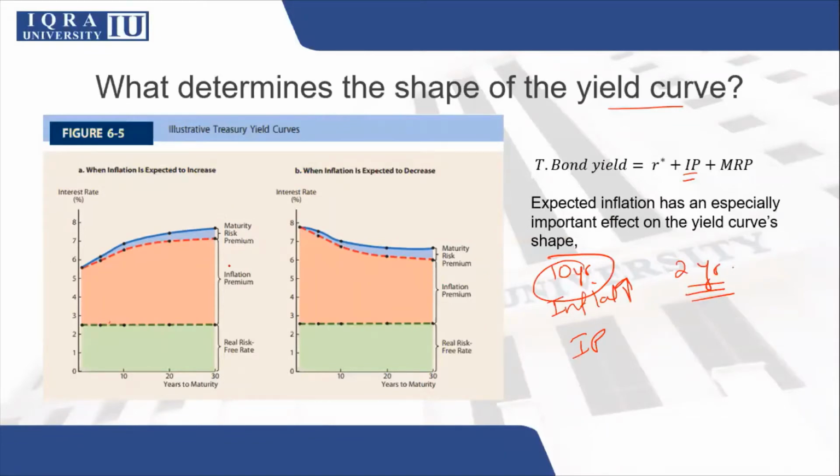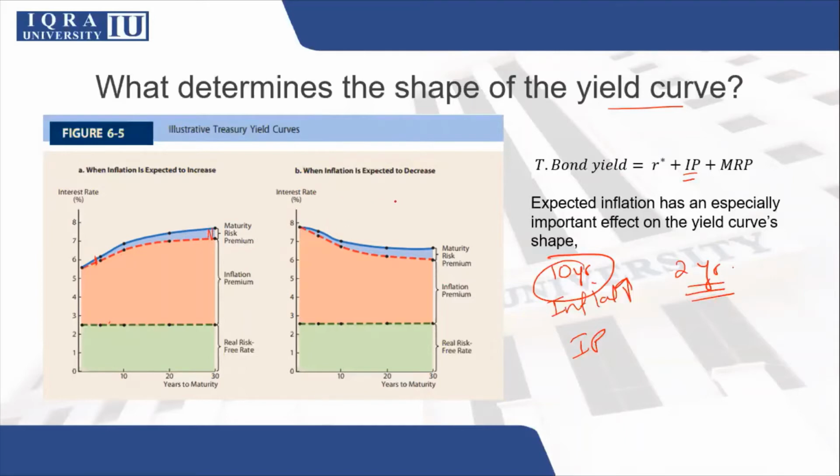So the maturity risk premium, like we have already discussed, will increase with the maturity time of the bond because of the interest rate risk, because the longer term bond has a higher amount of interest rate risk. If the interest rate increases, then the bond price is going to decrease a lot for the longer term bonds. That means the interest rate risk is going to be high, and the maturity risk premium is going to be higher than the short term bond.